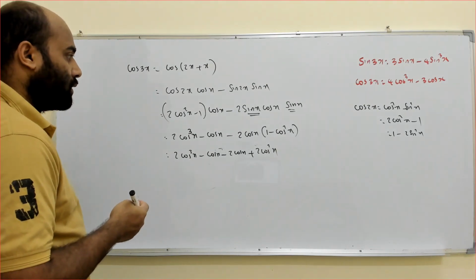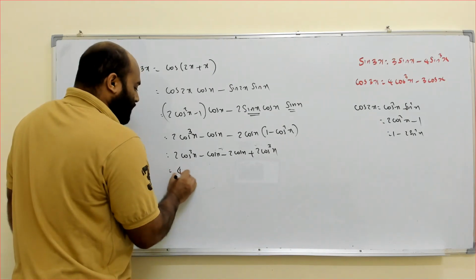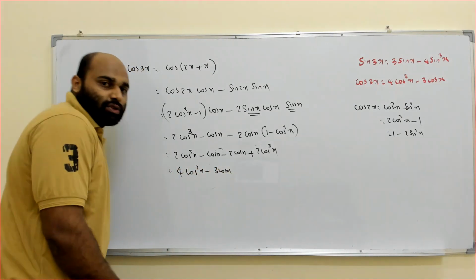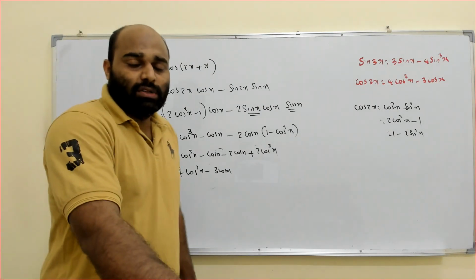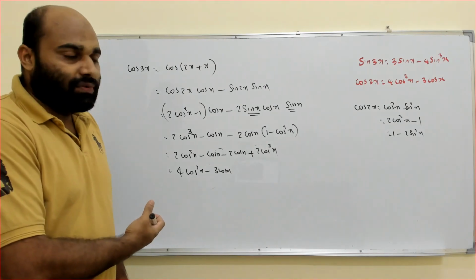Sorry, this is 2 cos cube x. So 2 cos cube is what? 4 cos cube x minus 3 cos x. I hope you understood this proof also. Now, based on this one, we are doing more questions. So please check this one. Any doubt if it is there, please tell me.